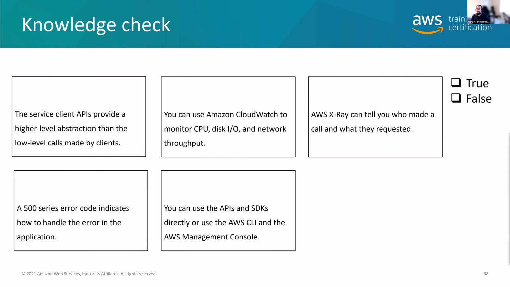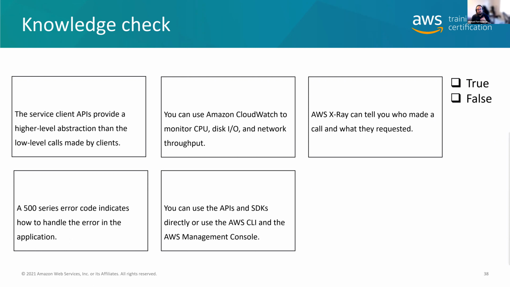Okay. So for 1,000 points that are absolutely worthless, but tons of fun to have nonetheless, kind of like Bitcoin back in 2013. Who knew, right? The service client APIs provide a higher level abstraction than the low level calls made by clients. Is that true or false? Are the service clients higher level abstractions than the client calls? Is that true?